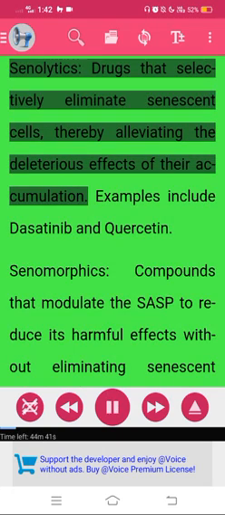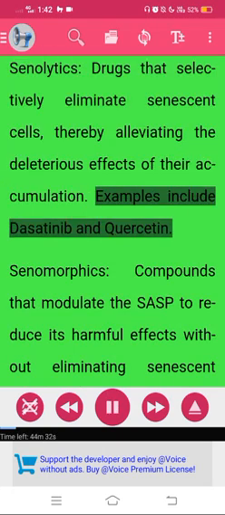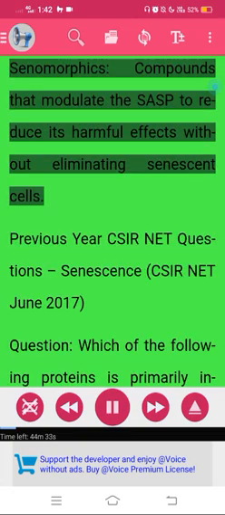Senolytics, drugs that selectively eliminate senescent cells, thereby alleviating the deleterious effects of their accumulation. Examples include dasatinib and quercetin. Senomorphics, compounds that modulate the SASP to reduce its harmful effects without eliminating senescent cells.